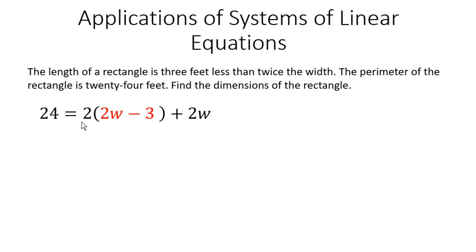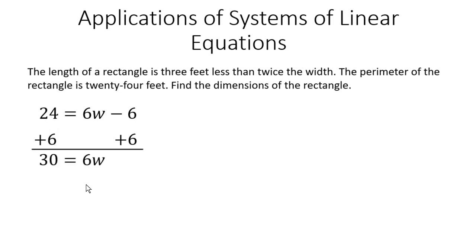I'm going to do that by distributing. 2 times 2W is 4W, and 2 times negative 3 is negative 6. So I get 4W minus 6. And then I'm going to combine like terms. 4W plus 2W makes 6W. This is now a two-step equation. To get rid of the subtraction of 6, I add 6 to both sides. The left side, 24 plus 6, is 30. And on the right side, the positive and negative 6 cancel, leaving just 6W.